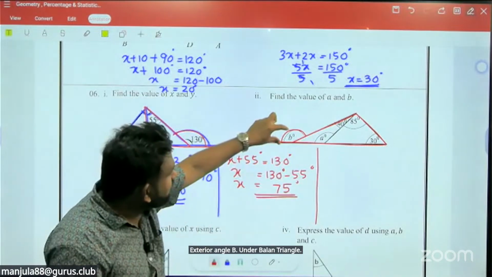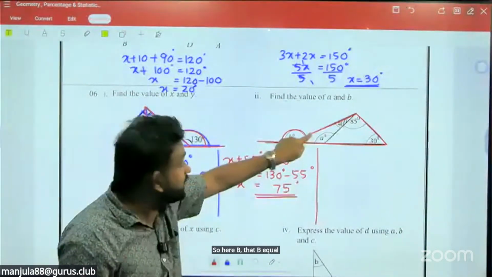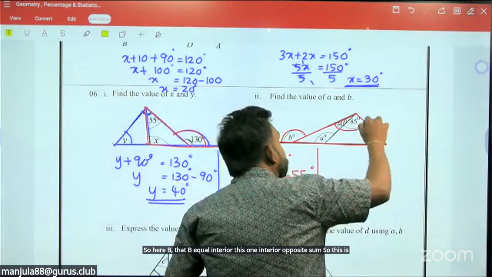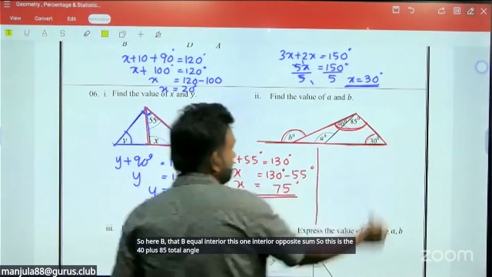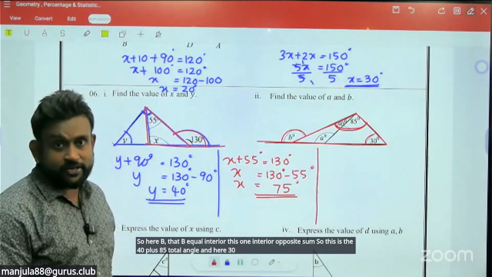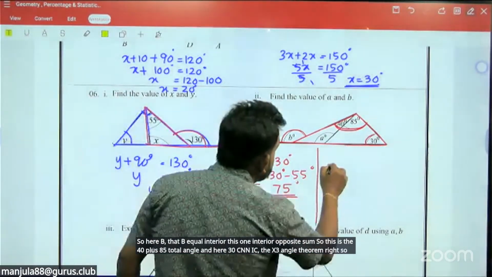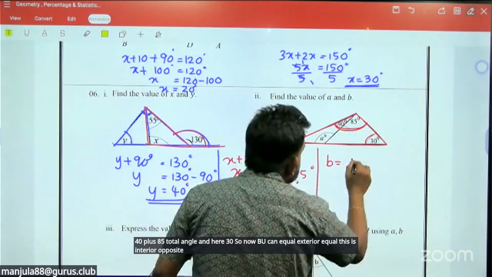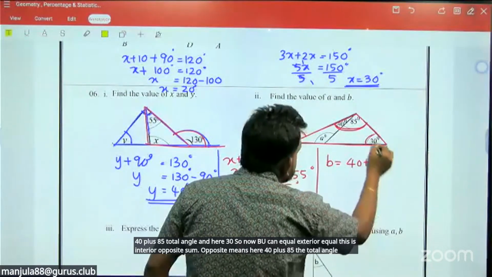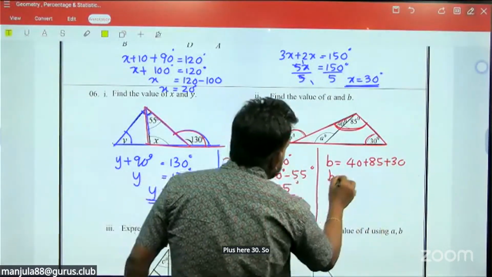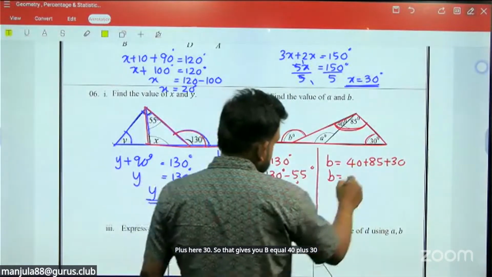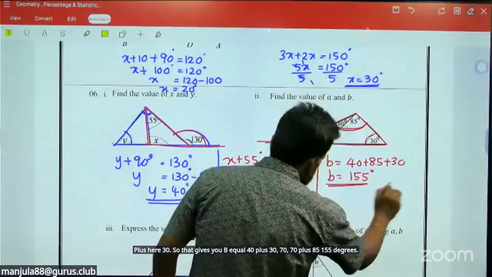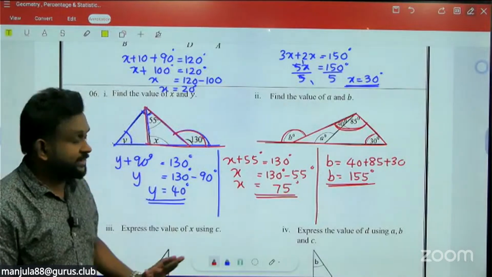So here B equals the interior opposite sum. So this is the 40 plus 85 total angle and here 30. See, in a nice way, the exterior angle theorem. So now B equals the exterior, equal to the interior opposite sum. Opposite means here 40 plus 85, the total angle, plus here 30. So that gives you B equals 40 plus 30, 70, 70 plus 85, 155 degrees. So that's the exterior angle of that triangle.